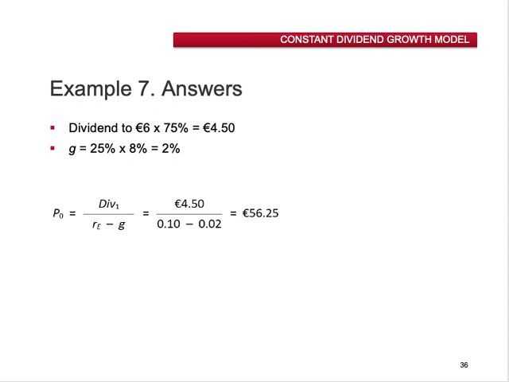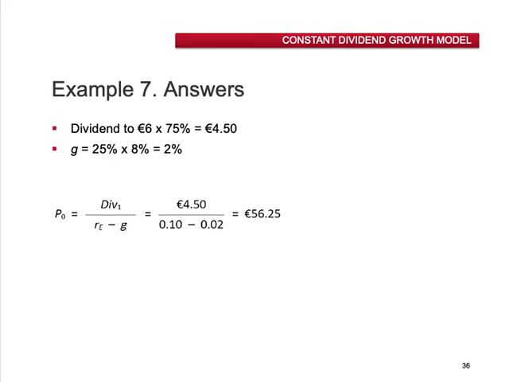Let's have a look at the answers of example 7. Just as in a previous case, Nike's dividend will fall to €4.50. Its growth rate under the new policy, given the lower return on new investment, will now be 2%. The new share price is therefore €56.25. So we conclude that even though Nike will grow under the new policy, the new investments have a negative NPV and its share price will fall if it cuts its dividend to make new investments with a return of only 8%.